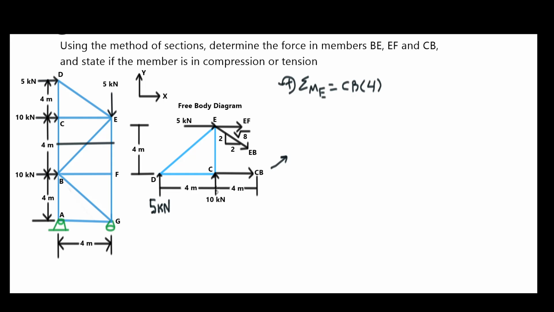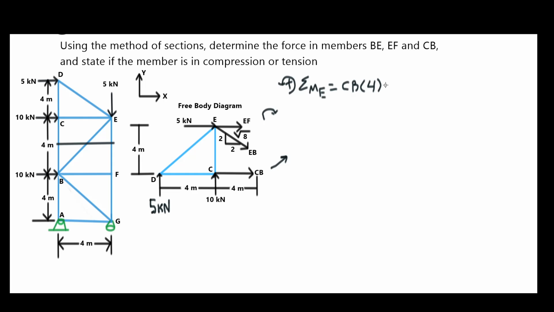This point C, 10 kilonewtons, is also directly in line with point E, so you don't have to worry about that either. The only other external force is at point D, which is 5 kilonewtons going up, and that's at a perpendicular distance of 4 meters. So when it's pushing up this way, it's going to make it rotate around point E in a clockwise direction. So that's going to give us a negative value.